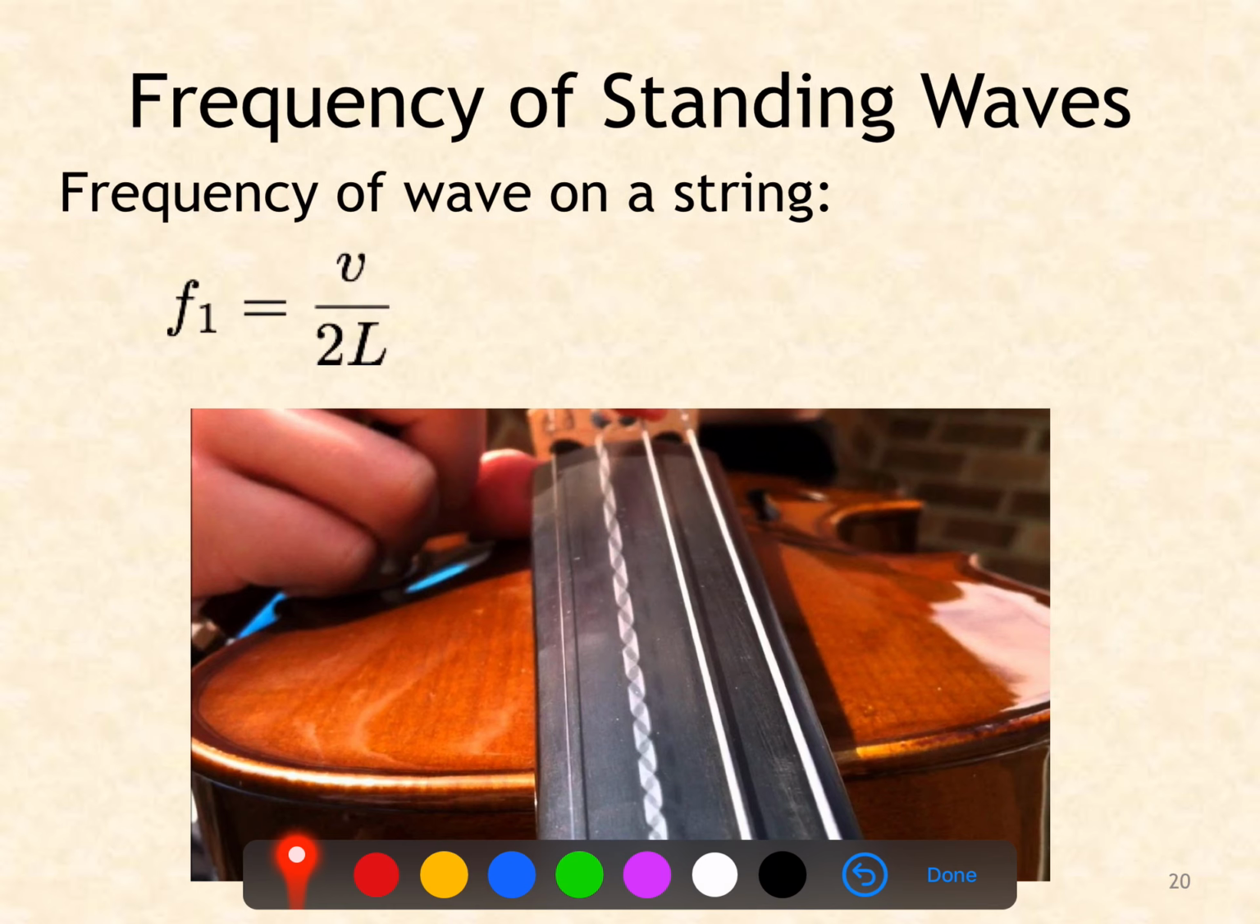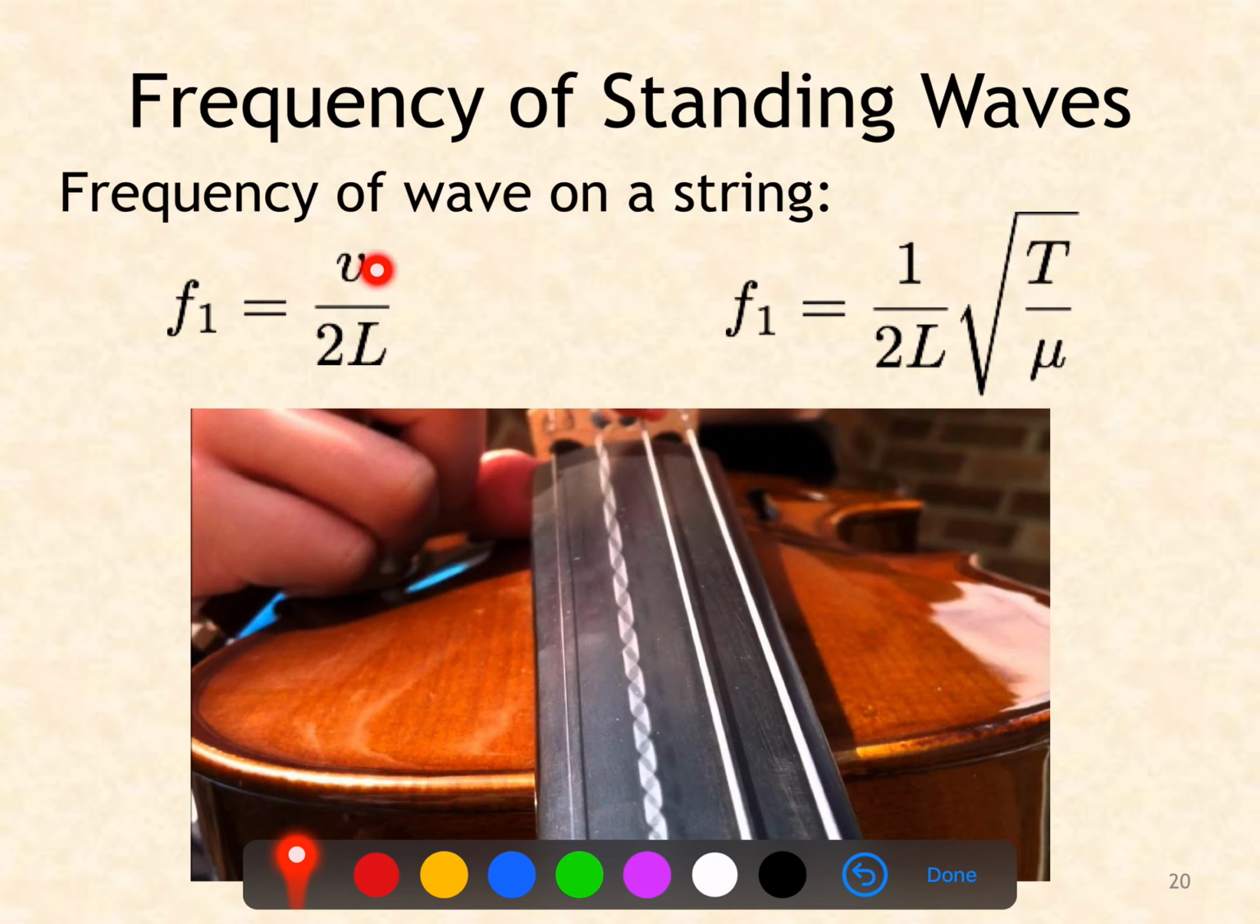We can go a step further and talk about the frequency of the wave on the string. In the musical world, we're going to call this the fundamental frequency. There are overtones to this frequency that we're not going to go into, but this is the main frequency that you will hear, the lowest frequency that you will hear. And so it can be found by taking this wave speed and dividing by twice the length of the string.